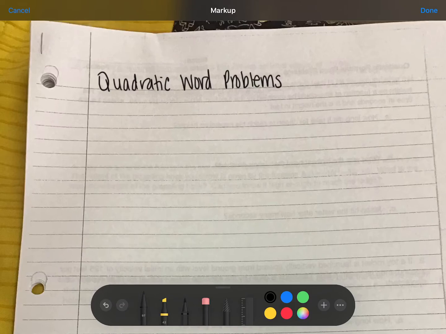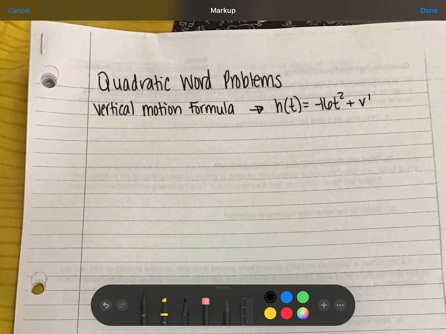Okay, today we're going to talk about some quadratic word problems. And what we use is called a vertical motion formula. Let me double check to make sure that's what it's called. The vertical motion formula, yes. And what that formula is, h of t equals negative 16 t squared plus v times t plus h of 0.